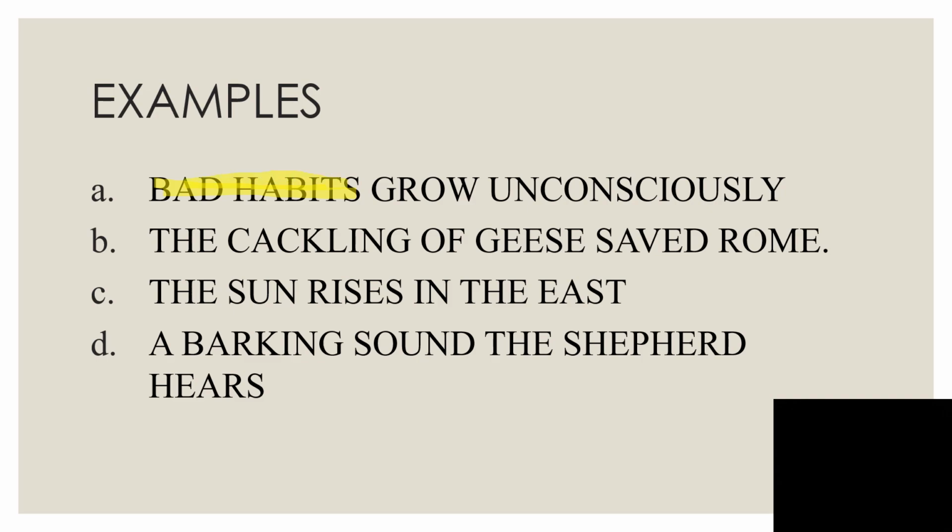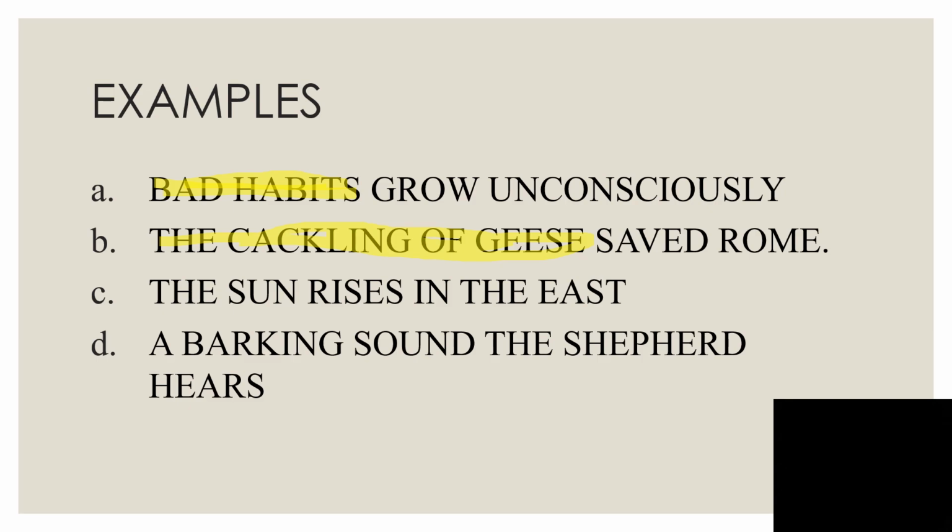Okay, now coming to the second example: the cackling of geese saved Rome. We are talking about the cackling of geese. Who or what in the sentence? The cackling of geese saved Rome. So here also the cackling of geese will become the subject. And what did the cackling of geese do? What is the extra information that we're getting? It saved Rome.